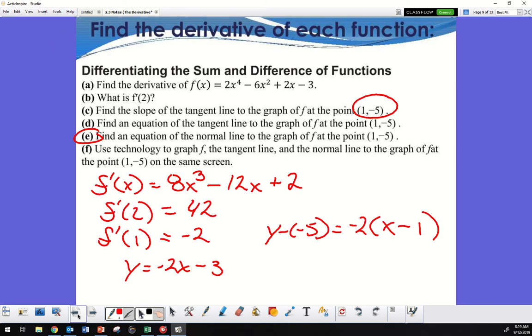Okay, so what's the slope of the tangent line? Right here, the slope of the tangent line is -2. But the normal is perpendicular to the tangent. So if this is a tangent right here, the perpendicular is going to be like this. So it's going to be an opposite and reciprocal slope. The opposite of -2 is +2. The reciprocal of 2 is 1/2. Does that make sense? Okay, so that's where I got that.